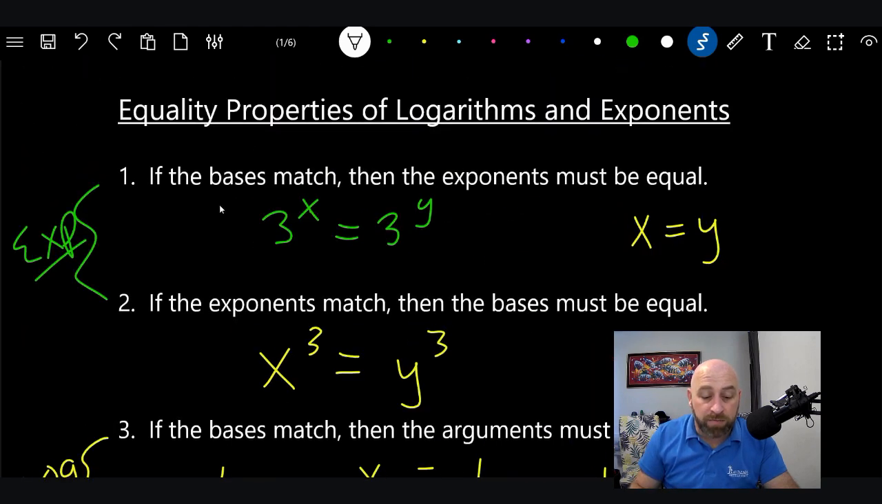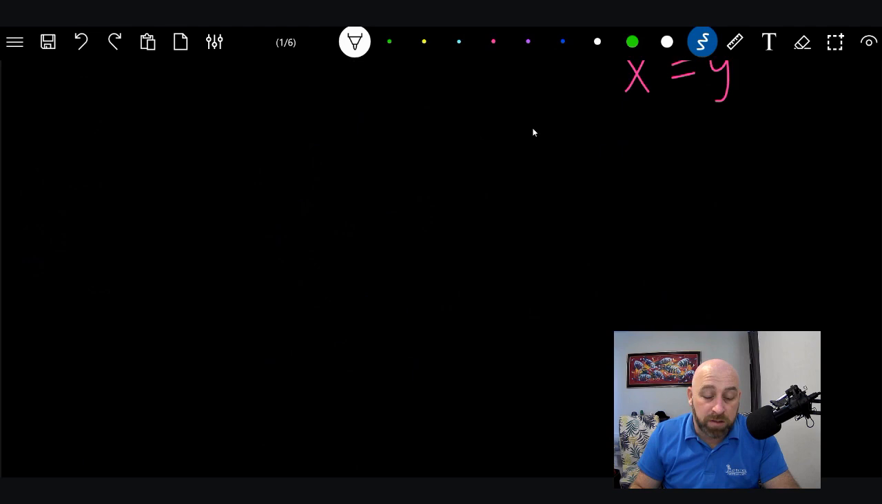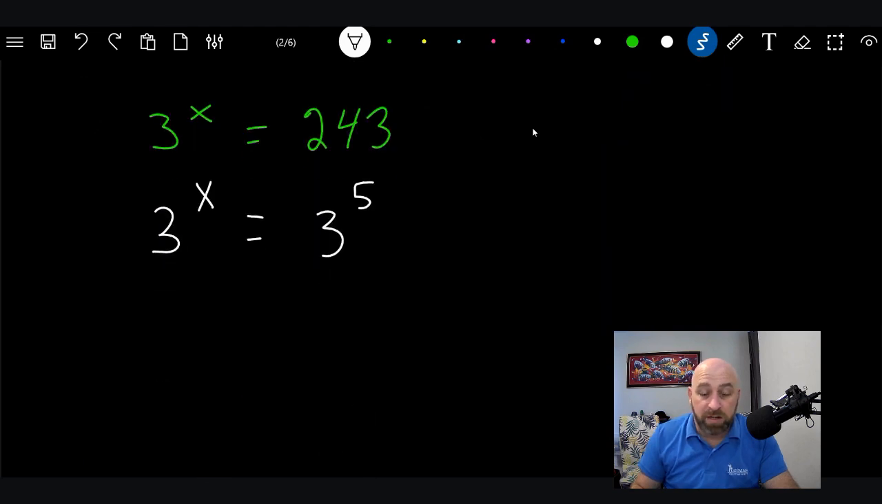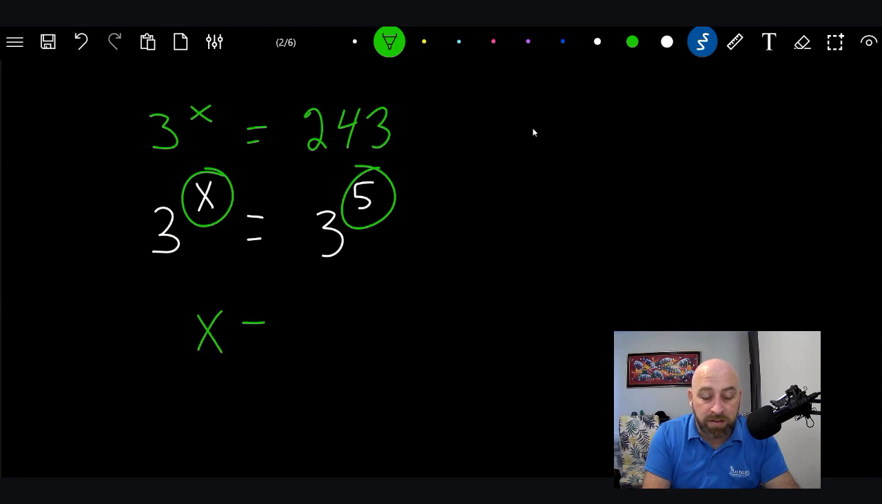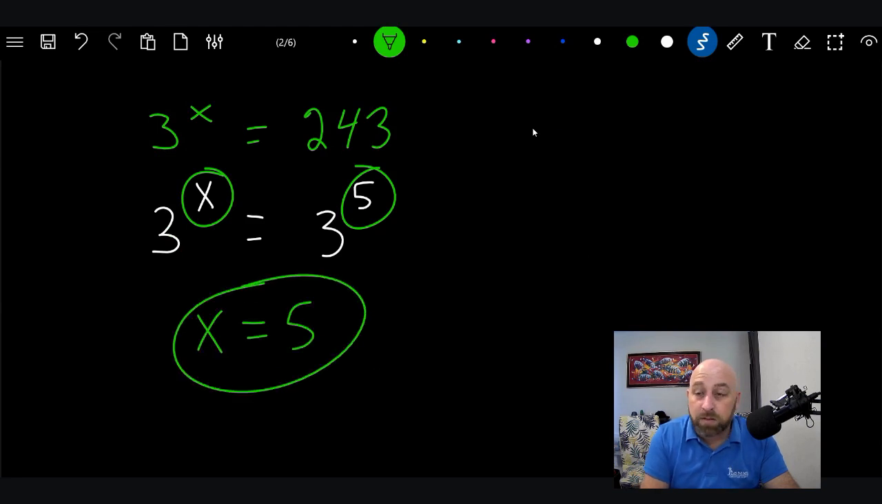Now, let's go back up here to this again, and if the base is matched, then the exponents must be equal. So the base is matched now, so what does that tell us about our x? It means x equals 5. That's what it means, okay? So there we go. We solved our equation using our first principle.